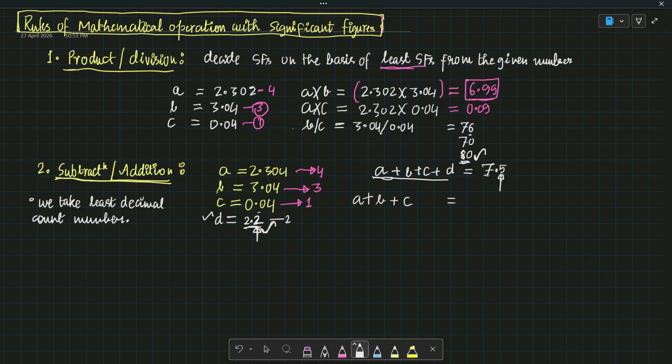So this will be 2.302 plus 3.04 plus 0.04, and this comes out to be 5.382. So we'll ignore 2. So this will be the answer for this.